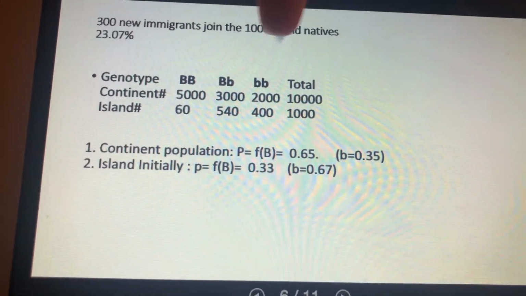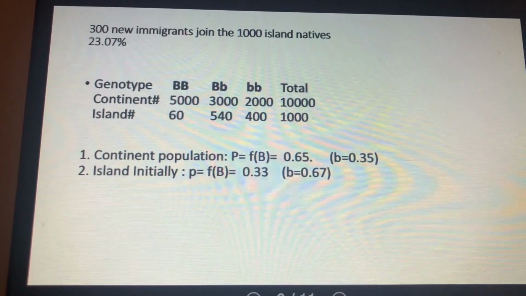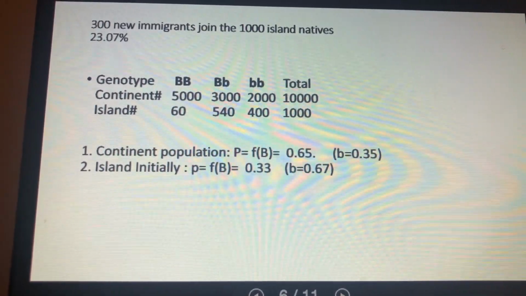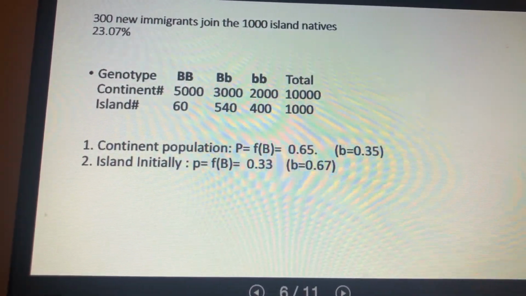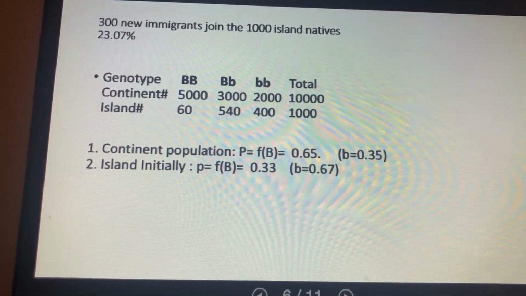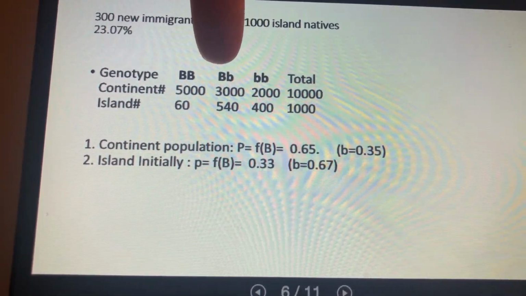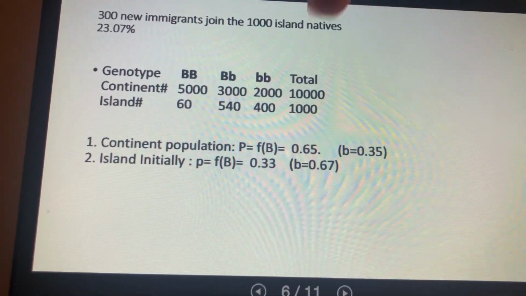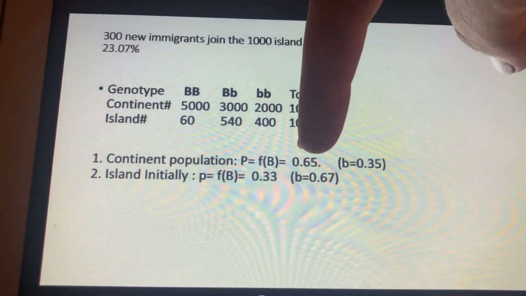So the genotypes are big B big B, big B little b, and little b little b. For the first one, we're trying to figure out the frequency of the big B in the mainland, and it turns out to be 0.65. To get this number, we look at the number of big B big B individuals, 5,000, and multiply it by 2 because there are 2 alleles, which equals 10,000. Then we look at the big B little b part, and we multiply that by 2 because of the 2 alleles, and divide it by 2 because we only need the big B from it, so it's the same number. Last, we take the total and multiply it by 2, so 10,000 times 2 gives 20,000. So it's 10,000 plus 3,000 equals 13,000, divide that by 20,000, and that's how we get our 65%.